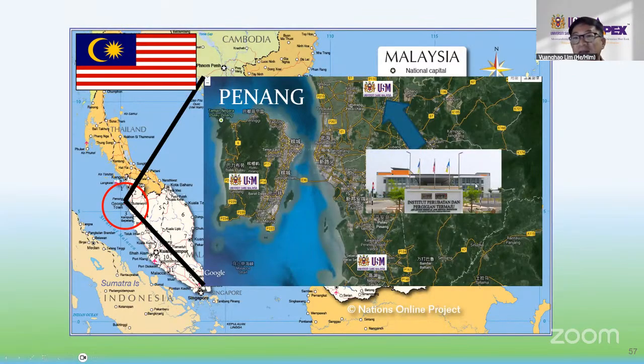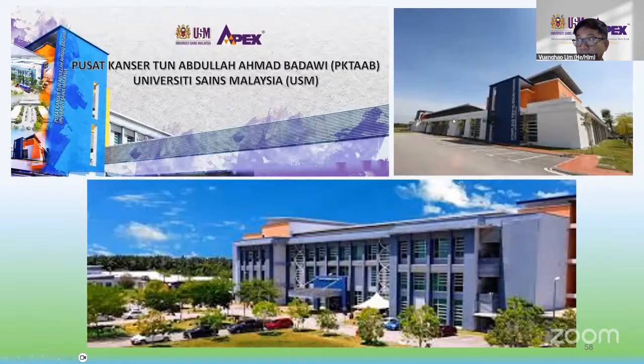Now we have changed our name to Pusat Kanser Tun Abdullah Badawi. So it is located here. And yes, these are pictures of our main buildings.